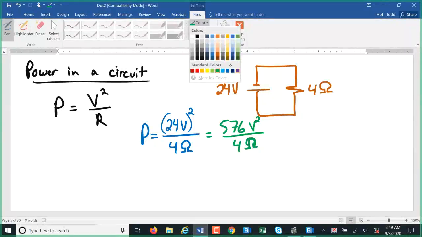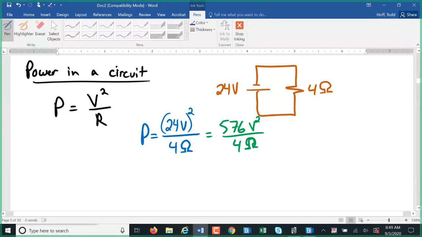Now 576 divided by 4 is 144. But we also have to divide the units. Now again, those of you in automotive will learn this later in the semester in DC electric, but a volt squared divided by an ohm is what we call a watt. Let me write that out a little clearer.